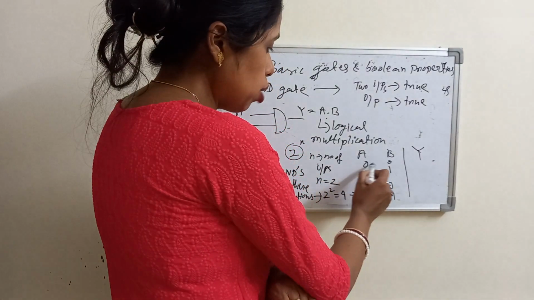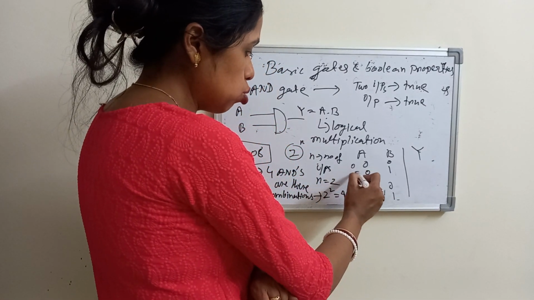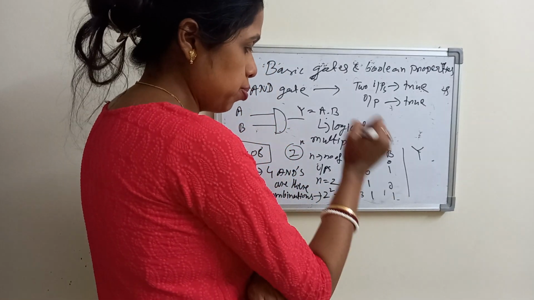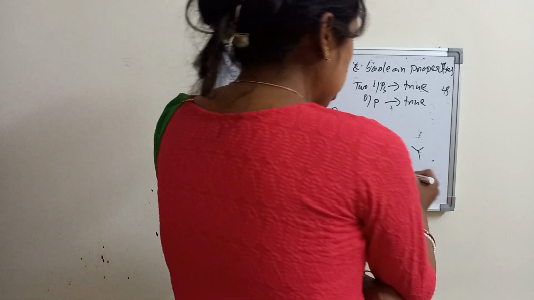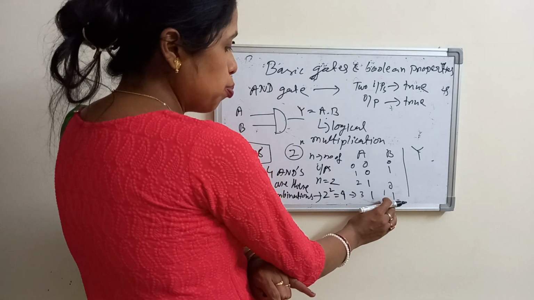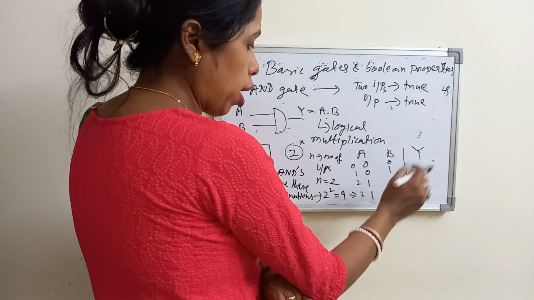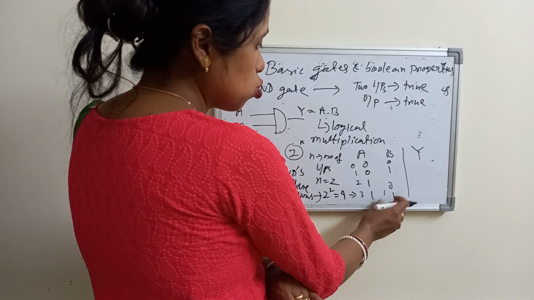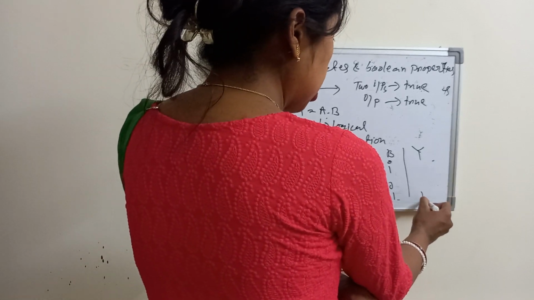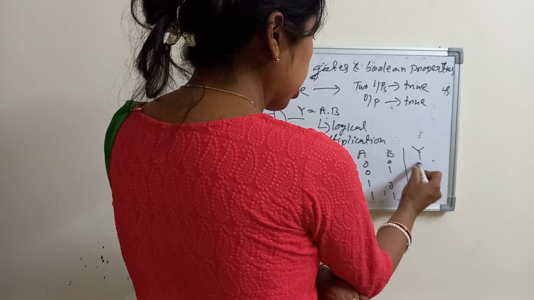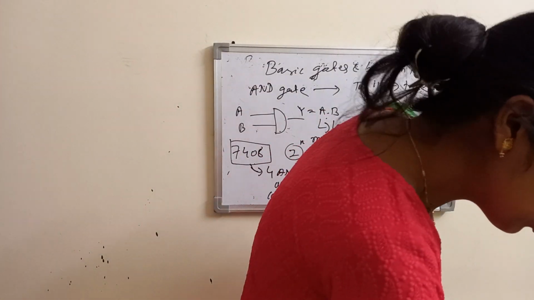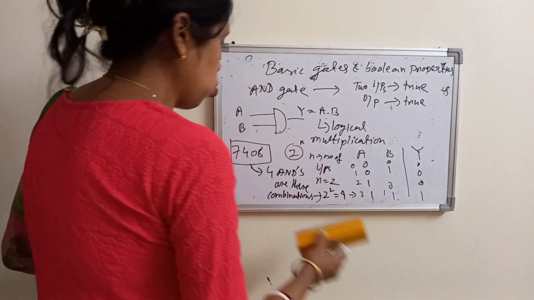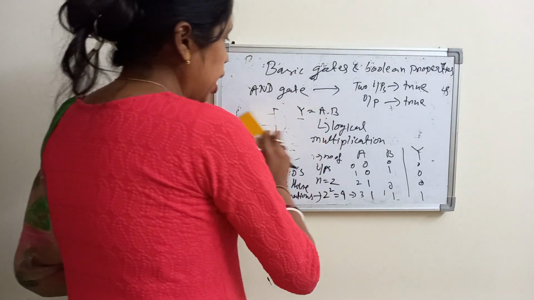Now if you write the decimal numbers of these corresponding binary numbers, they are 0 1 2 3. The output is 0 0 0 1. So if both the inputs are true, meaning 1, you will get the true output. For other cases you will get the false output. True means 1 and false means 0. Okay, this is about the AND gate.